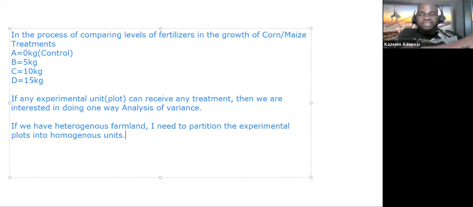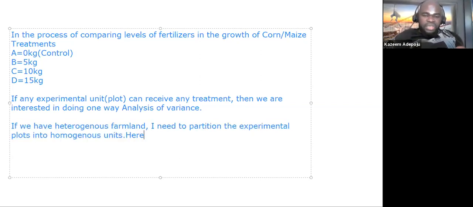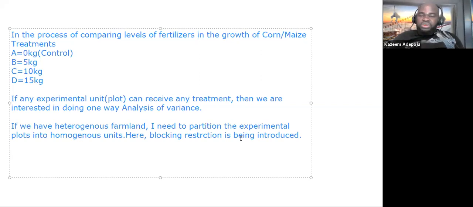So that in this area I know what to do, I know what to plot. In one area I'm going to apply these levels of fertilizer, in another area I'm going to apply others. Which means I'm introducing what we call blocking. So here, a blocking restriction is being introduced.